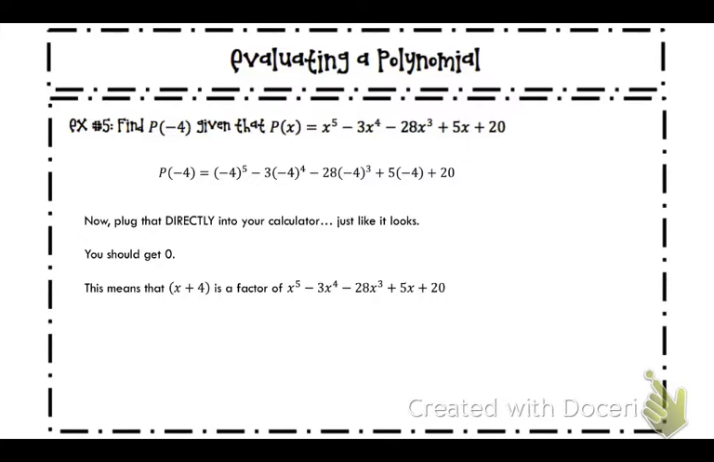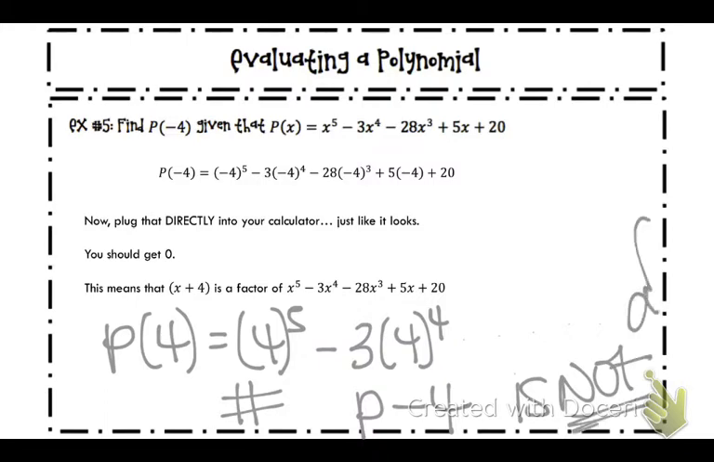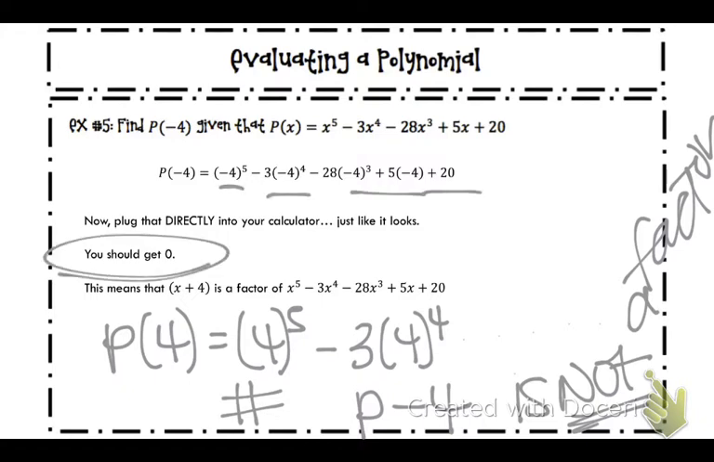Okay? Before I tell you to take the quiz, if we were to plug in p of 4, that'd be 4 to the 5th minus 3 times 4 to the 4th, and so on. Plug that in, you would get some number. I don't know what that number is, but I do know you get a number. That means that x minus 4 is not a factor, because I'm plugging in positive 4. So if you get 0 out, it's a factor. If you don't get 0 out, it is not a factor. That's just the remainder theorem. So when I plug in -4, the remainder is 0. When I plug in positive 4, the remainder is some number, which means it's not a factor.